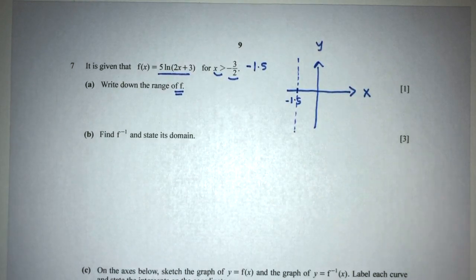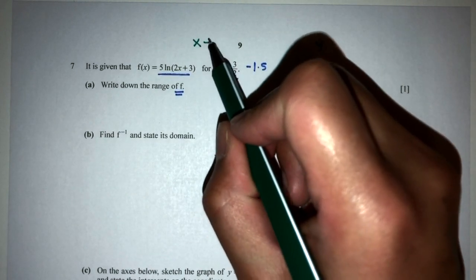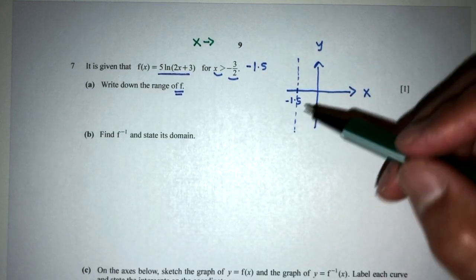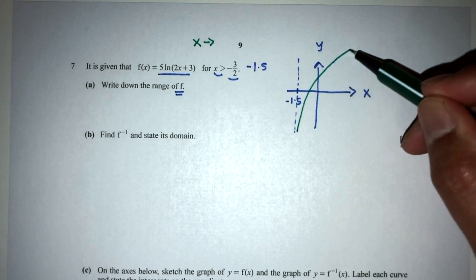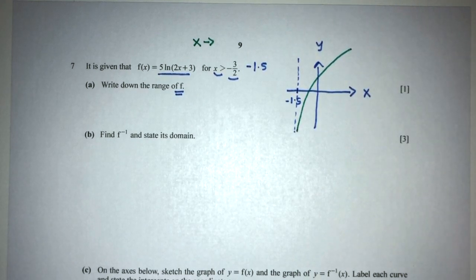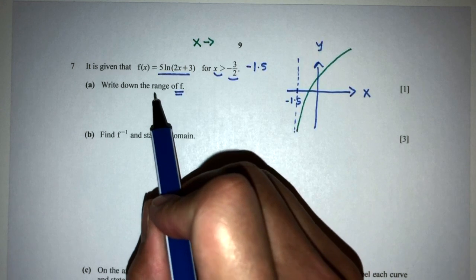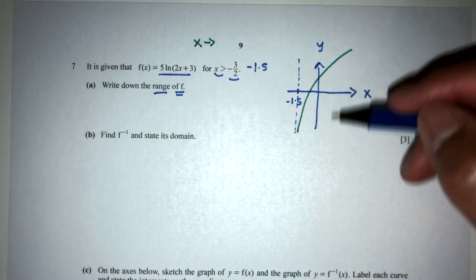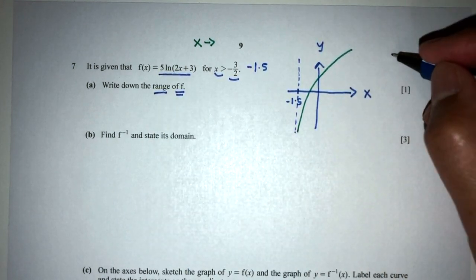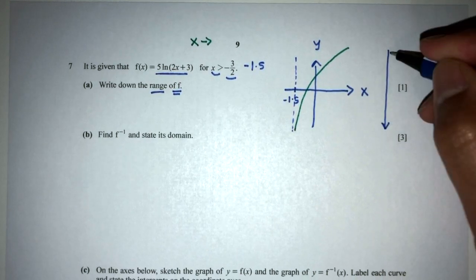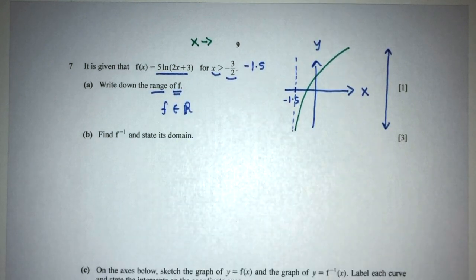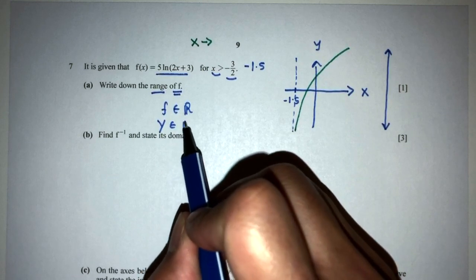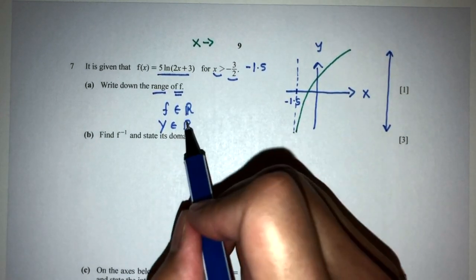So the idea is that as the value of x increases, the value of y will also increase. So your graph will be something like this. It will look something like this, if that makes sense, right? So as you can see, the range means the value of y. For y, we have to look in this direction. As you can see, it can take any value. So the range of f can be any values in the real numbers. You can write this for your answer, or you can write y in the real numbers as well.